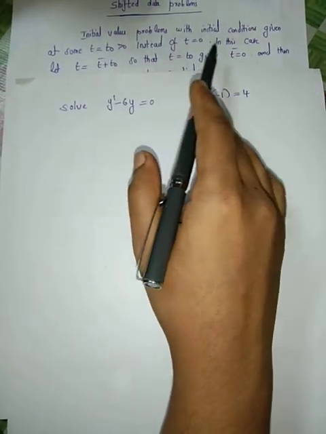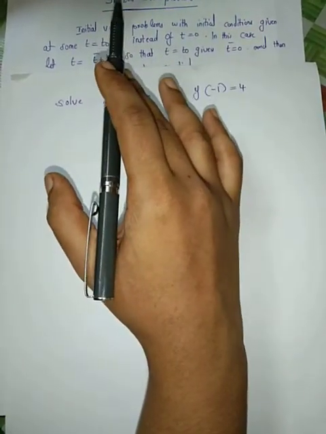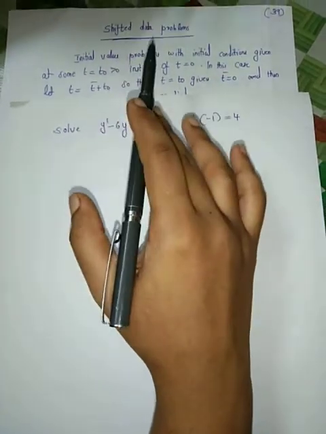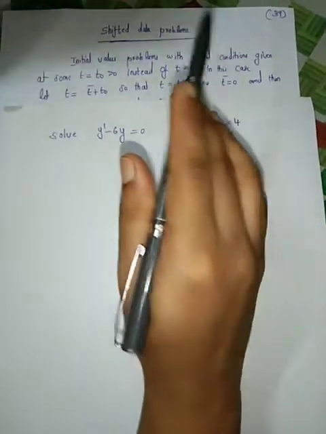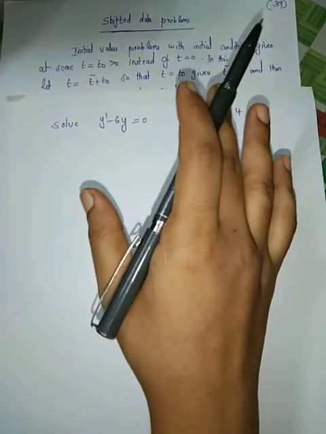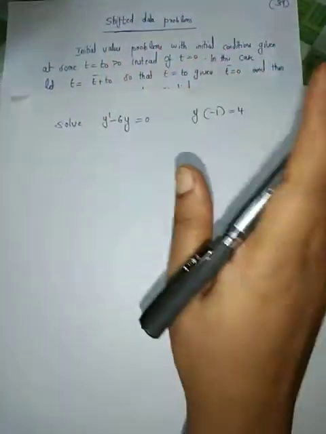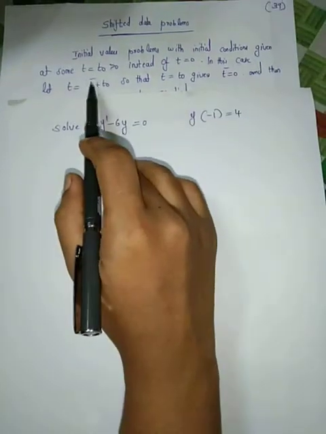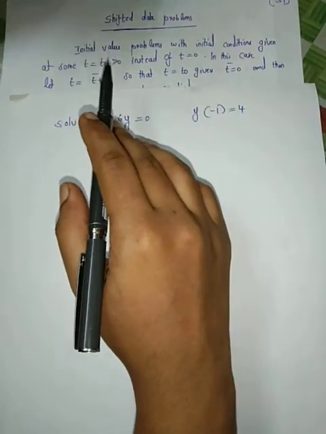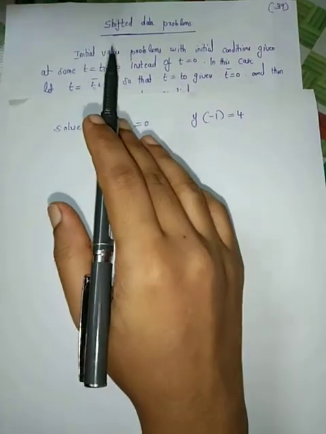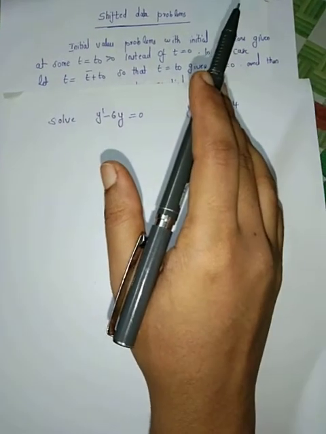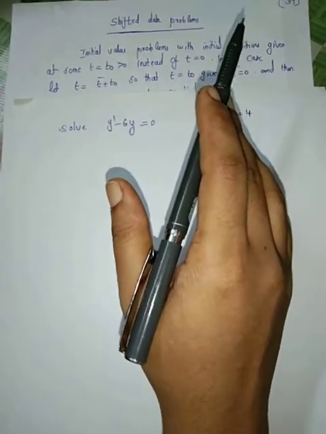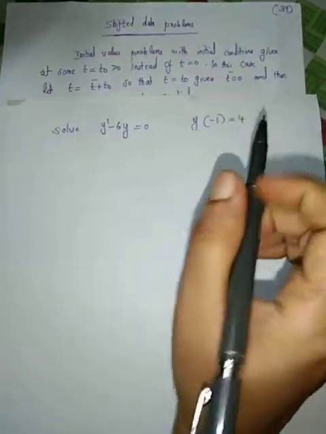That means we convert initial value problems with t equal to t naught into initial value problems with t equal to 0. That is like our above problems. So using this transformation, we can shift the function of t to function of t bar, and then we can solve the differential equations using Laplace transforms.